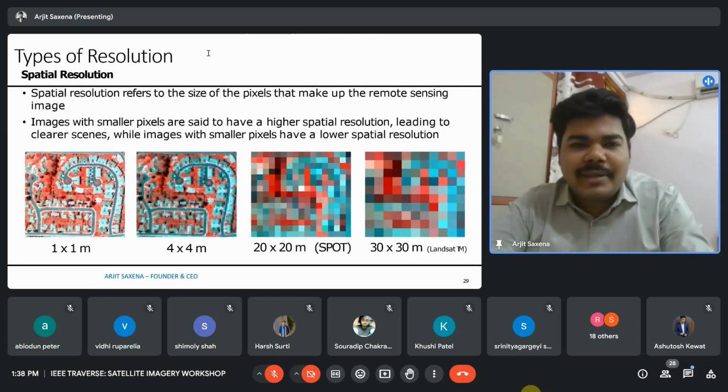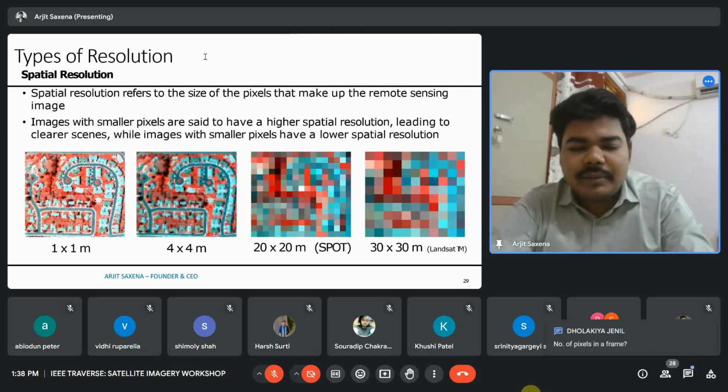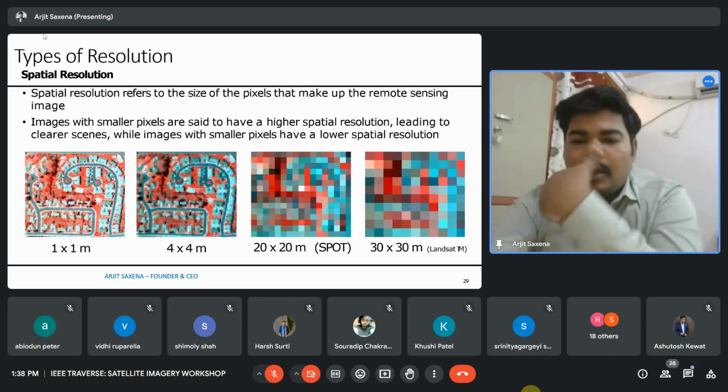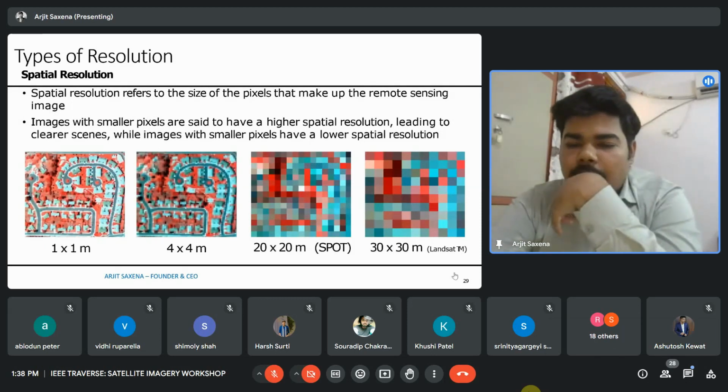What is this resolution, guys? This resolution is very easy to answer. Number of pixels in a frame. Okay, others.